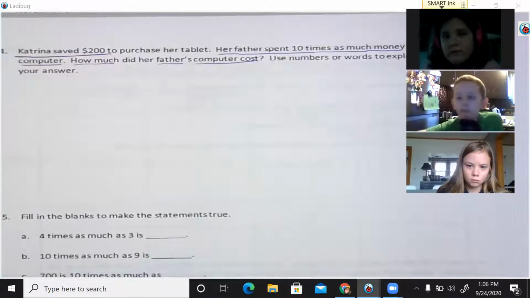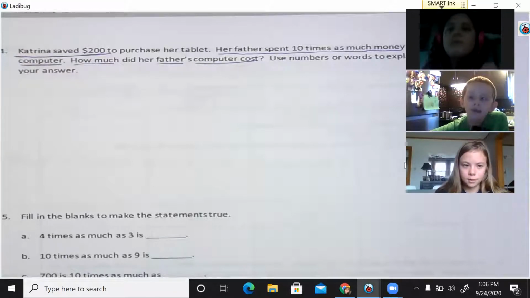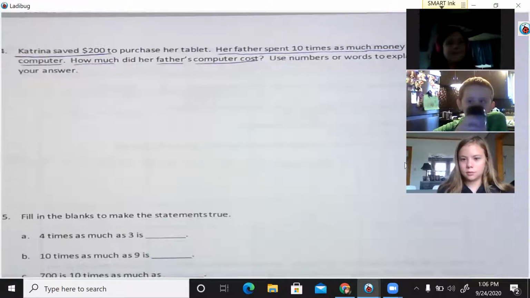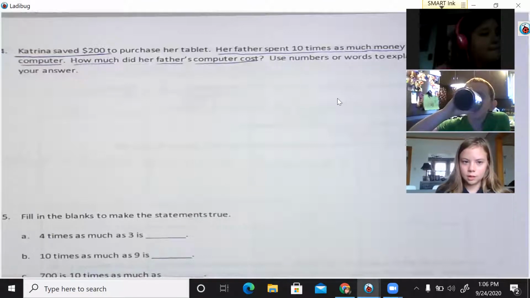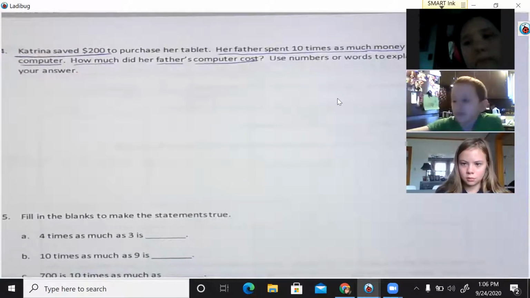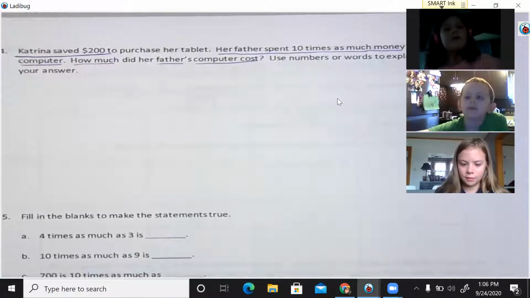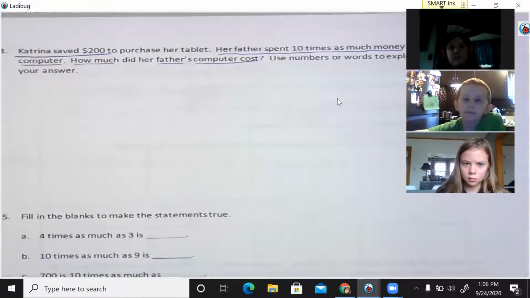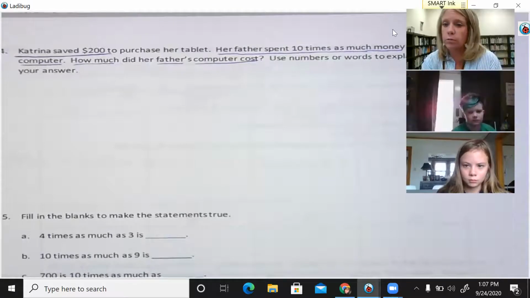Do you know what the story is about, Nina? It's about how Katrina saved $200. Oh, don't tell me any numbers. I just want to know if you know what it's about. Katrina doing what? Saving money. What did she want to buy? A tablet. And what do we know about her father? Her father spent 10 times as much money. So, Nina, who spent more money on the computer, Katrina or her father? Her father. Very good. So you pretty much understand what the question is about. So if we come up with a number under 200 for the father, we should know that something's wrong.